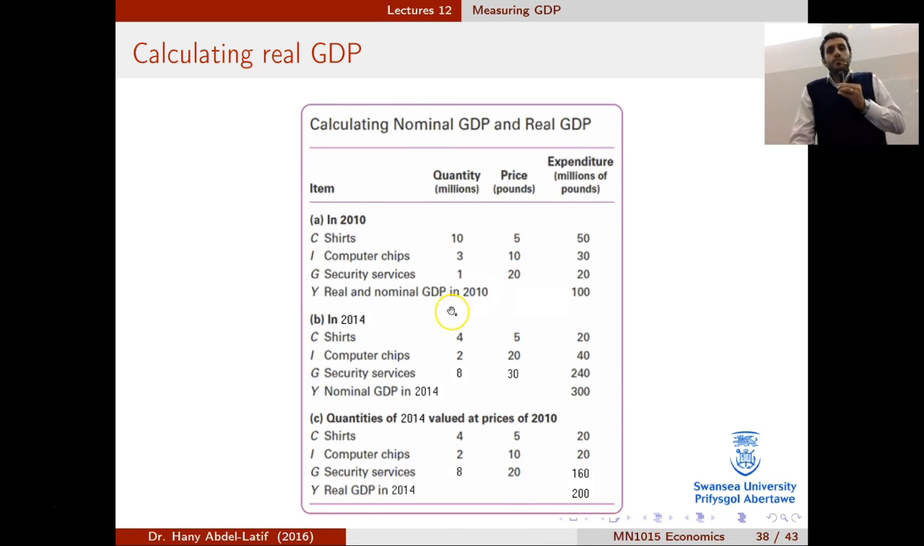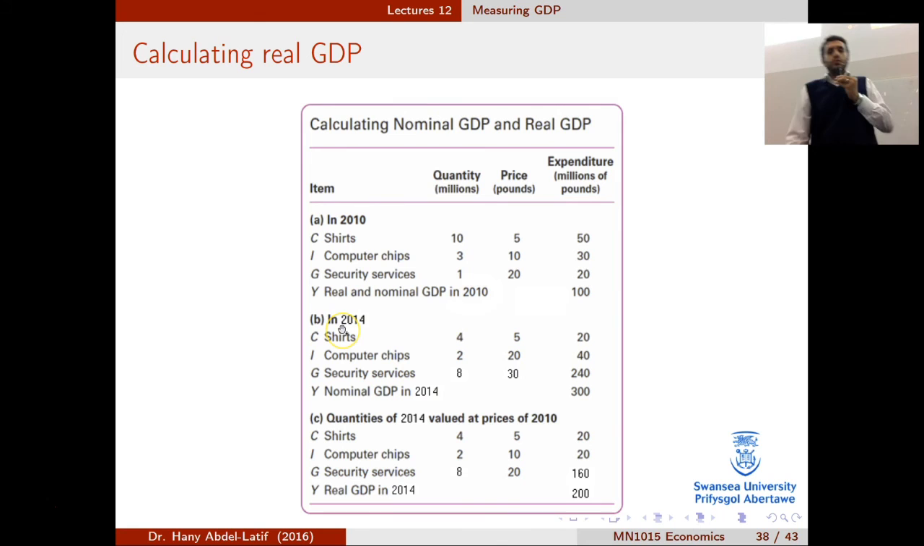So in this very simple example, we have GDP in 2010 and in 2014. These are the quantities we produce from each one of these products, and these are the prices. Okay? So how did we come to this 100? This 100 is the sum of the expenditure. So look at this. We have 10 shirts, so 10 times 5, we spend 50. Computer chips, we spend 3 times 10, that's 30. If you add these together, this will give you the GDP. And that's the nominal GDP because it uses the quantities and the prices from that year, from 2010.